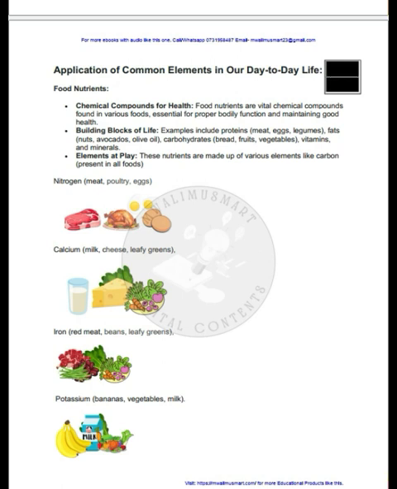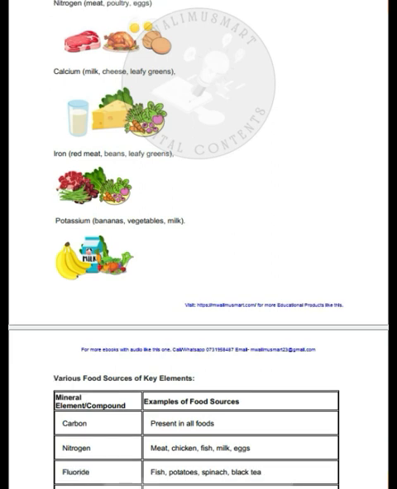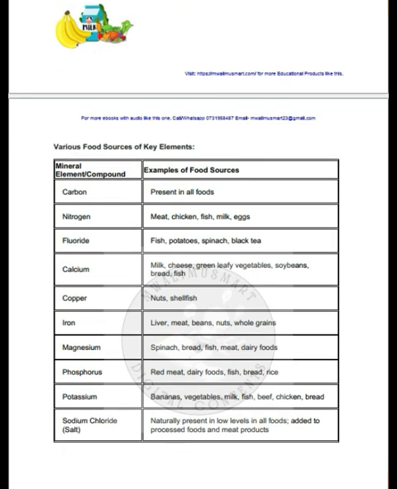Building blocks of life. Examples include proteins: meat, eggs, legumes; fats: nuts, avocados, olive oil; carbohydrates: bread, fruits, vegetables; vitamins and minerals. Elements at play. These nutrients are made up of various elements like carbon, present in all foods; nitrogen: meat, poultry, eggs; calcium: milk, cheese, leafy greens; iron: red meat, beans, leafy greens; and potassium: bananas, vegetables, milk.